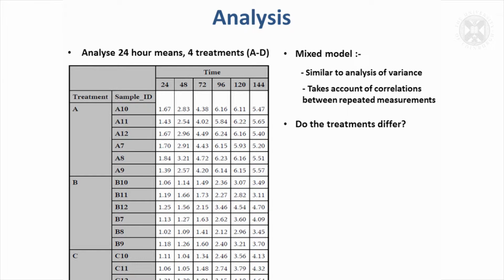So we'll look at the same data set as before, and I'll use a mixed model. This is similar to an analysis of variance or a general linear model, but the main difference is that when you've got repeated measures data, it can model the correlations between the repeated measurements in a more sophisticated way and account for them in the model. So our main question, though, will be, do the treatments differ in terms of the signal measured?